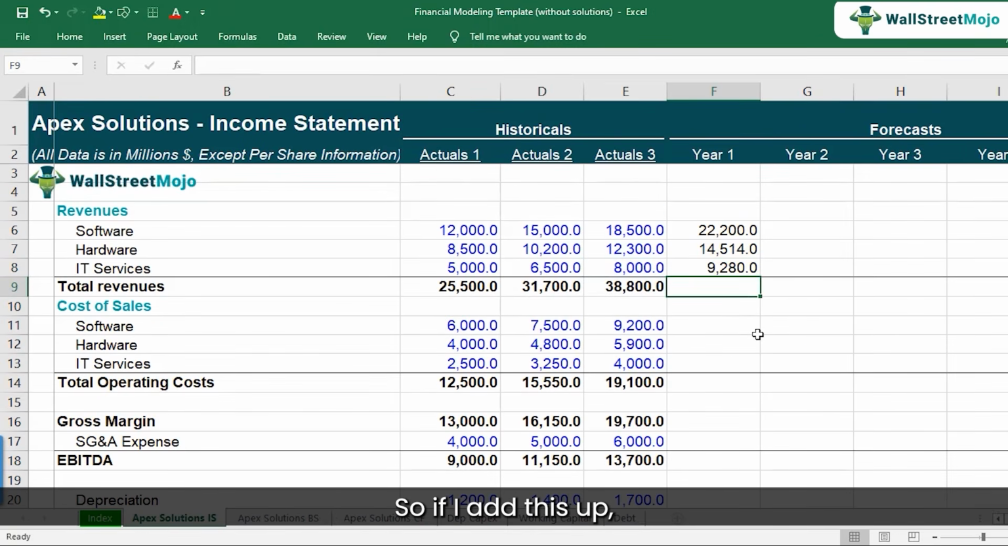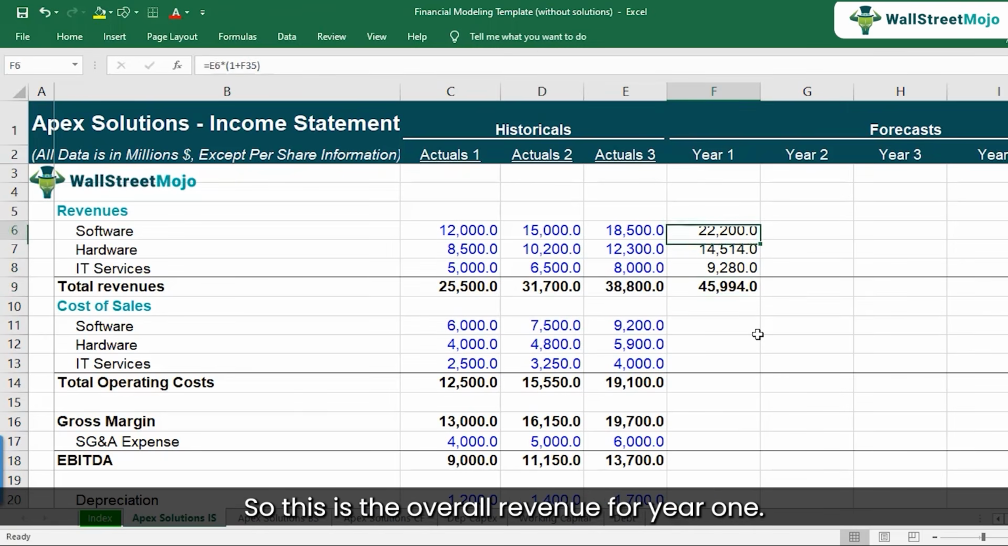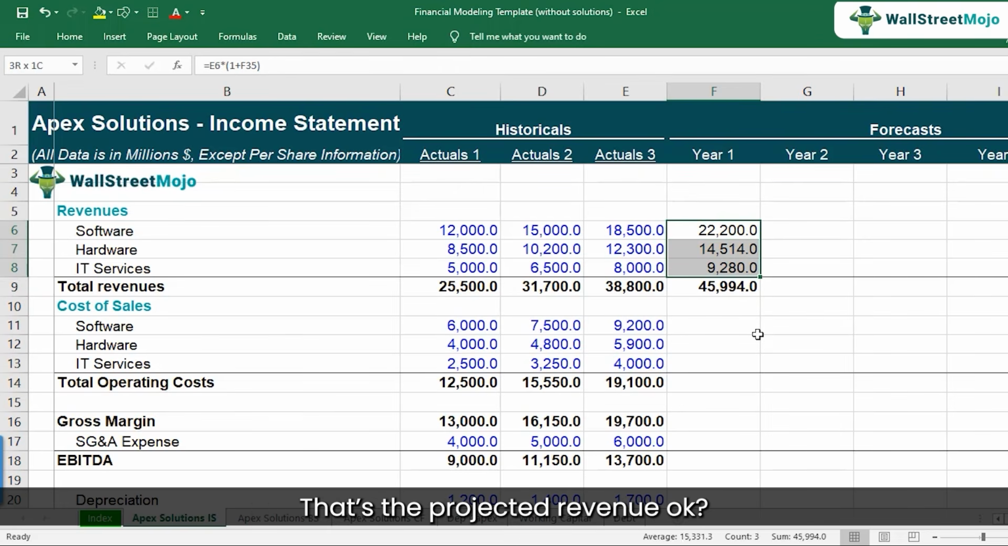So if I add this up, how much is the total revenue? This comes out to be 45,994. So this is the overall revenue for year one. That's the projected revenue.